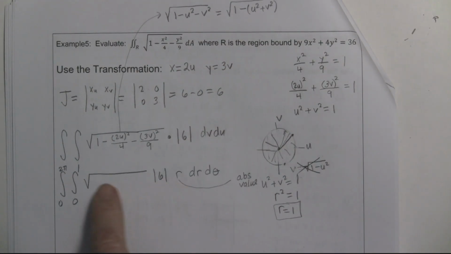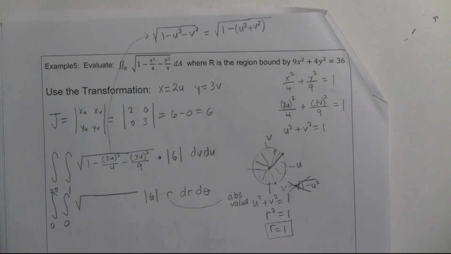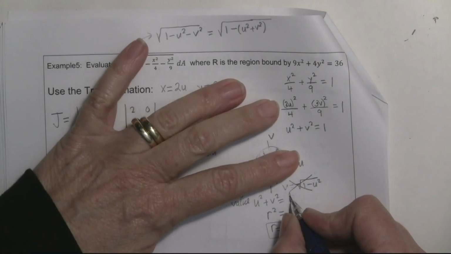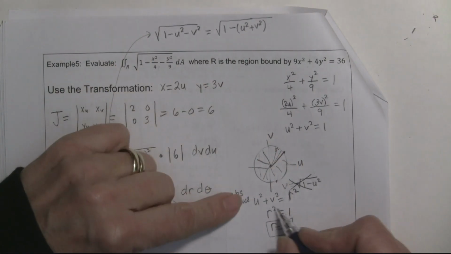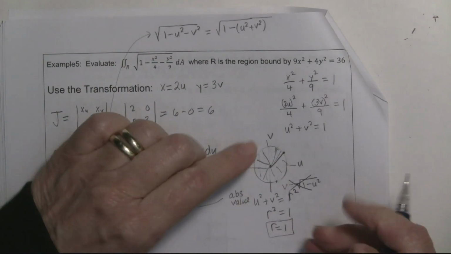And I want this all to be r's and thetas, and those are still u's and v's. Do you guys see where I'm going to substitute in and change that into r? That's going to be 1 minus r squared, right? Because u squared plus v squared equals r squared, right? And so that's what we're going to have right there. Probably should have written that here: u squared plus v squared equals r squared. And we know that this equals 1, right?